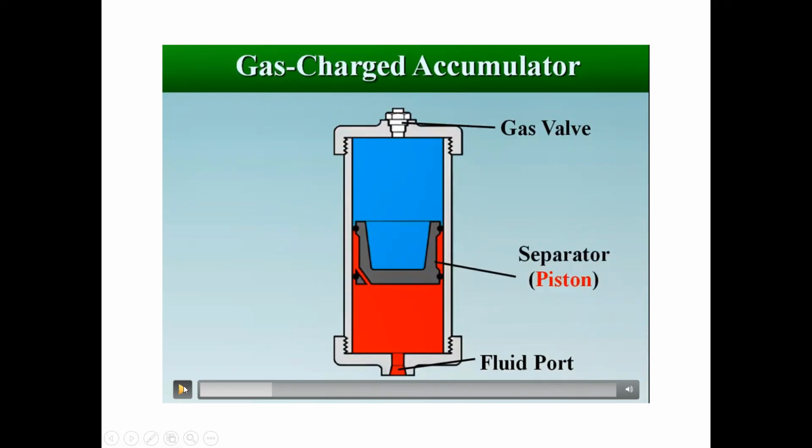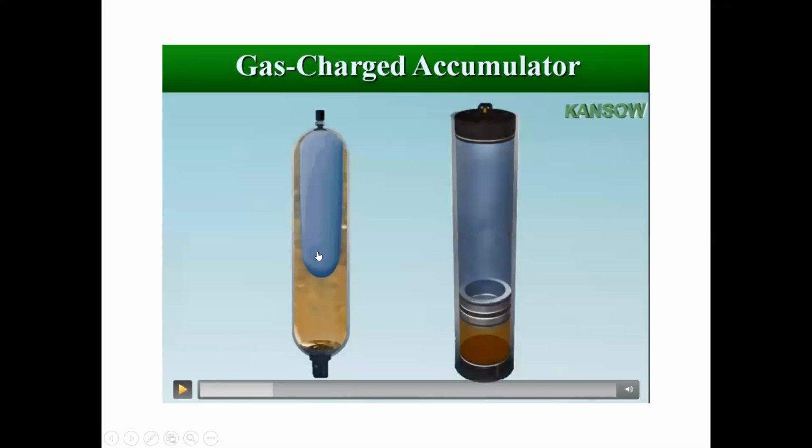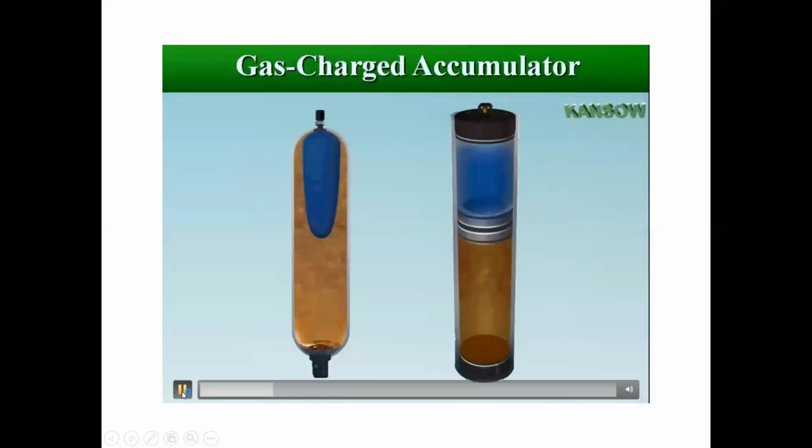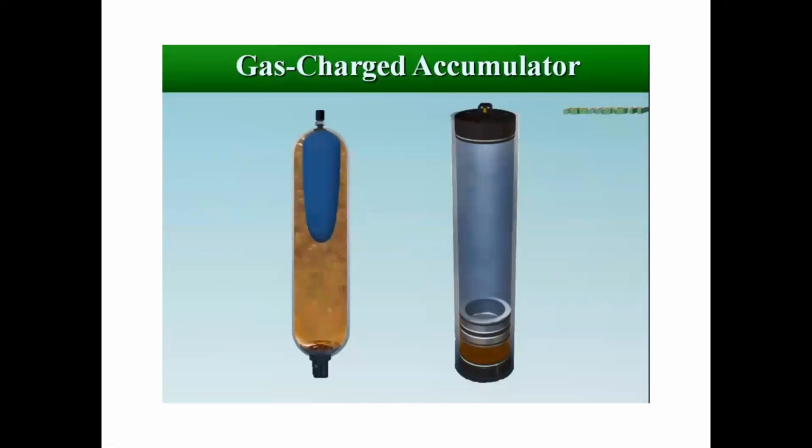And next is the bellow type of gas charge accumulator. Here, a bellow is used, in which gas is kept. As the volume of the compressed gas changes, the pressure of the gas and pressure of the fluid change inversely.